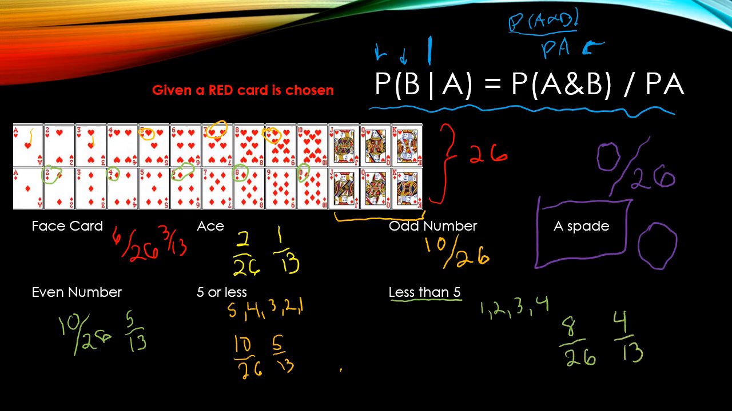We're going to practice a few more conditional probabilities using cards. Just remember that the given is how we limit the condition, how we limit the cards, which ones we pull out, or how we limit that pool.